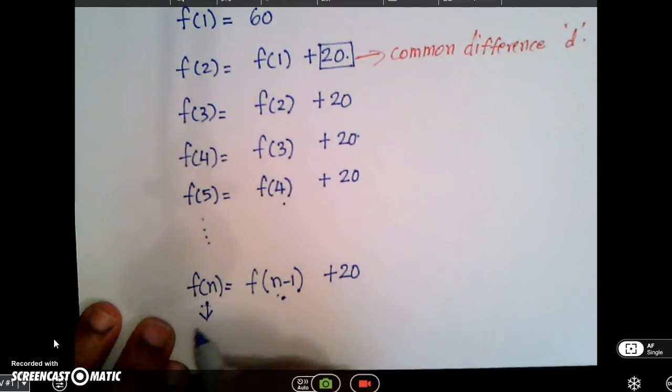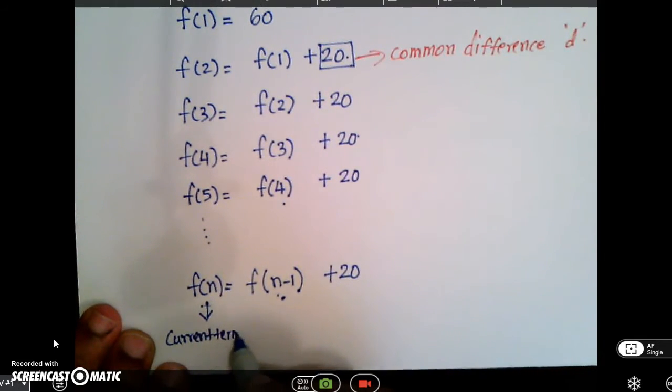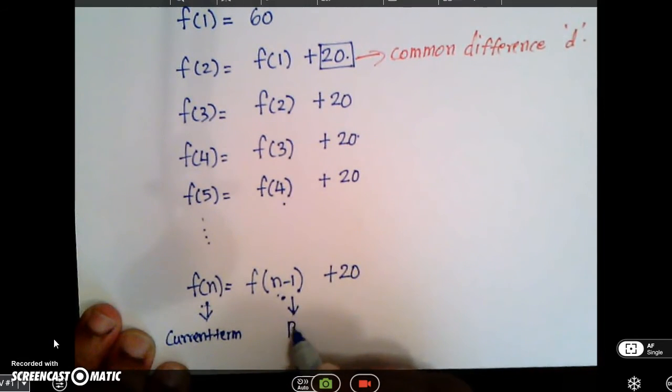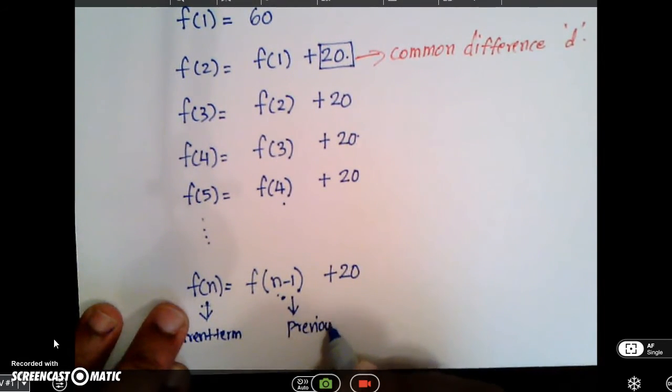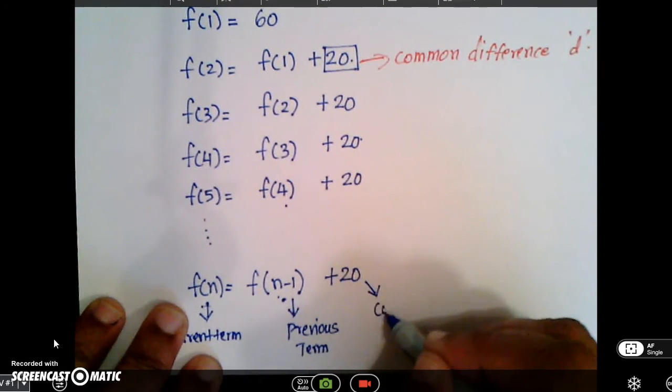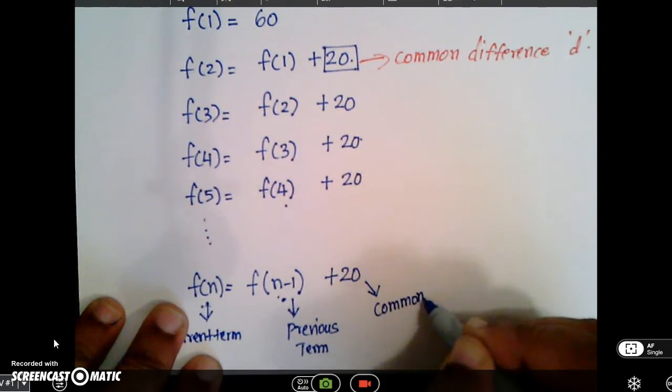So this is my current term that I am trying to find, whichever term it is. And this is my previous term, one term prior to my current term. And this is my common difference.